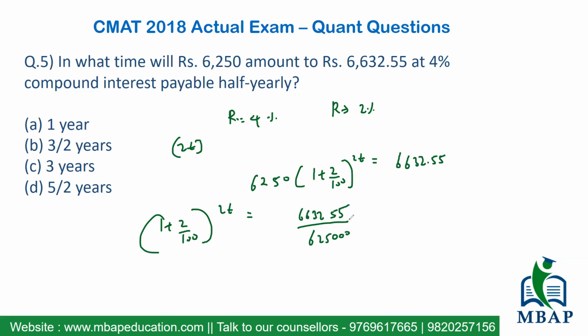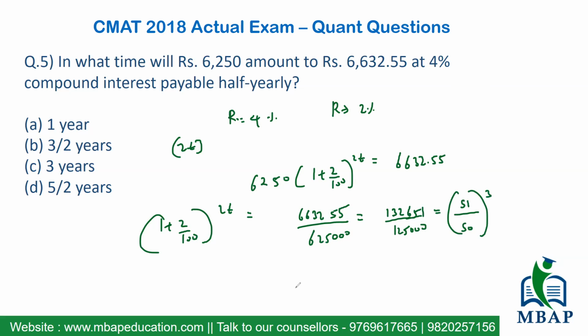If you divide both the values by 5, very easily you will find the denominator will become 125,000. And the numerator is going to become 132,651. So 132,651 and 125,000. 125,000 is basically 50 cube, and 132,651 is basically 51 cube. So this whole expression is basically this much.